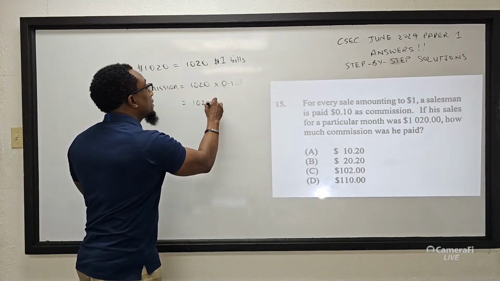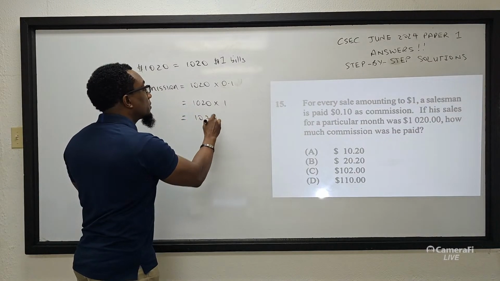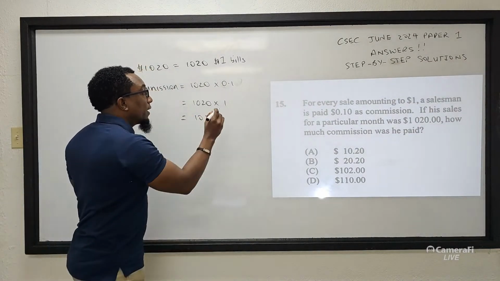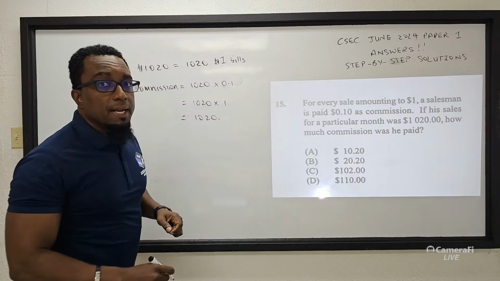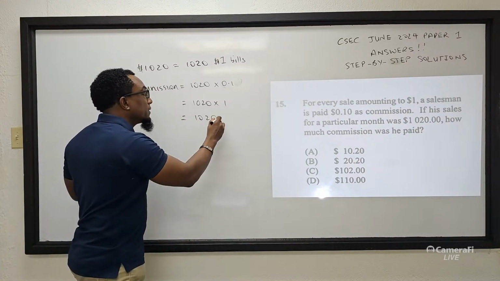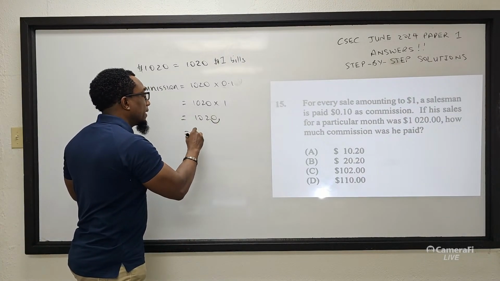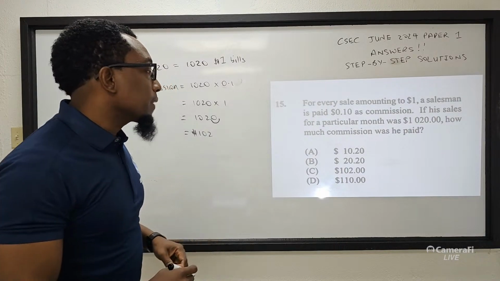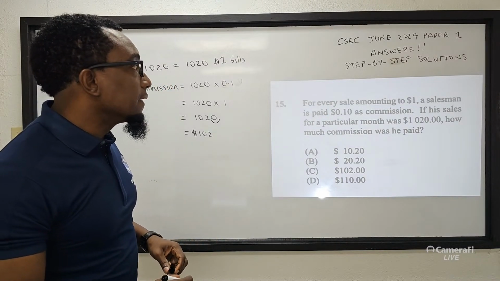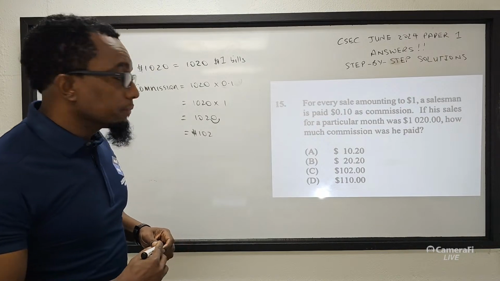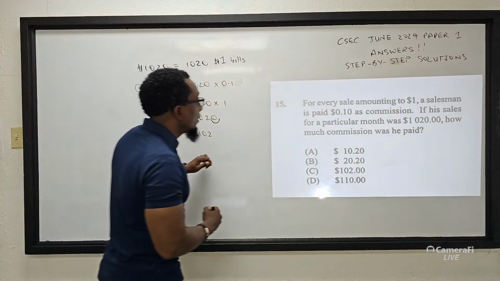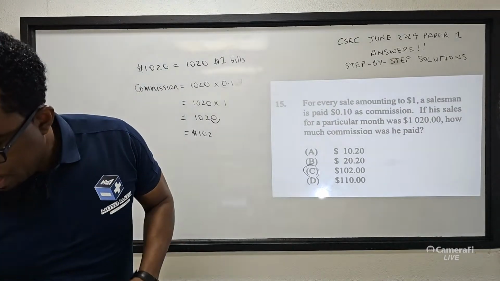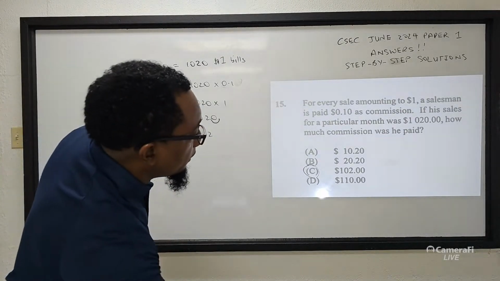So 1,020 times 1, which is 1,020. And now let's include our point by moving our decimal point, which is understood after that 0, 1 place to the left. So this becomes $102 will be the commission received by this salesman. Yeah? So the answer for question 15 is C. Alright, let's move on to question 16.